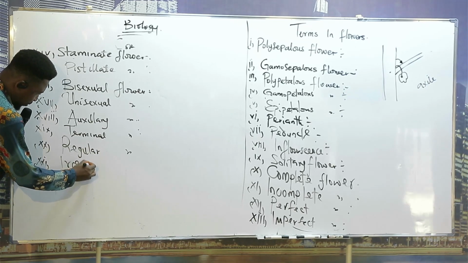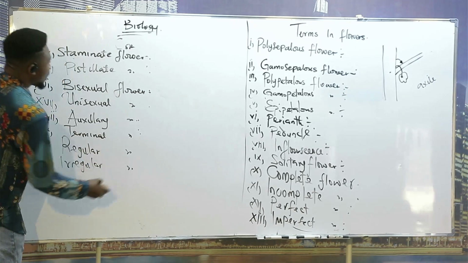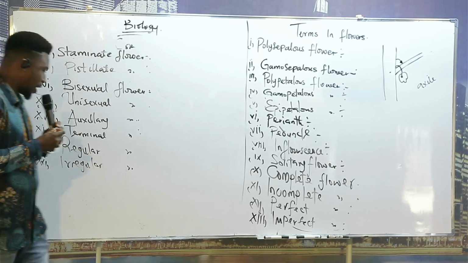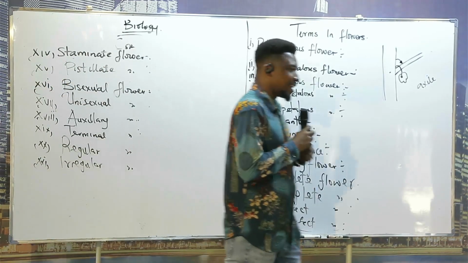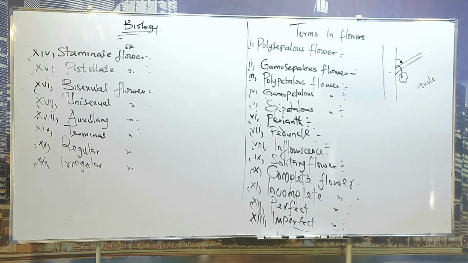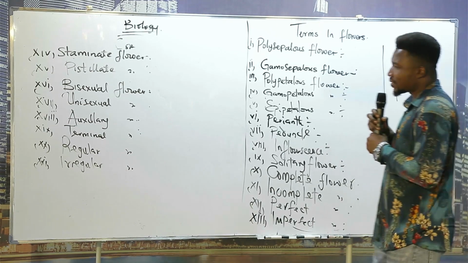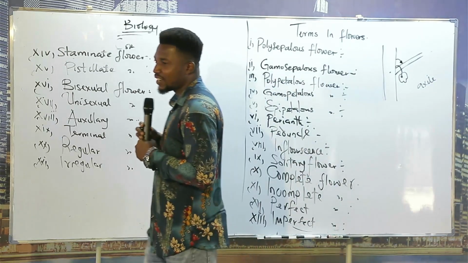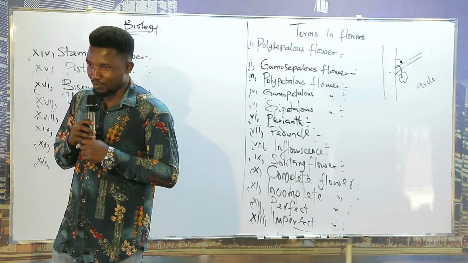Irregular flower. Regular and irregular flower. Okay, now when we talk about regular flower, it is called actinomorphic flower. There are a lot of terms you need to learn in this flower.